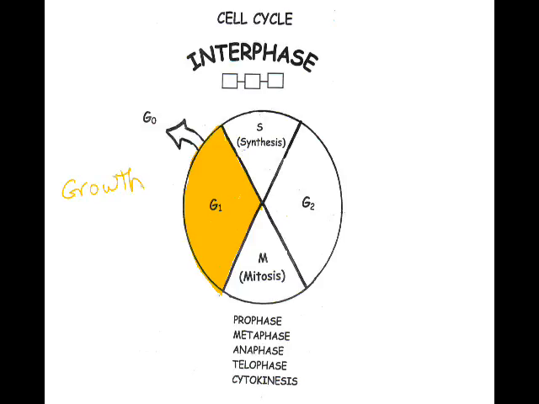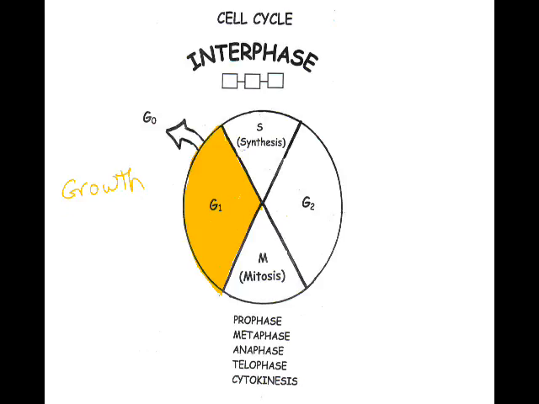Originally, when scientists named these phases, they named it gap, G for gap, because when they looked at cells under the microscope, they could see some things happening in the S phase, and they could see some things happening in the mitosis phase. They could see the chromosomes, but it looked like in these other two G phases that they didn't really see very much happening. But now we have better instruments. We know a lot of chemistry is going on. So gap has been changed to growth, G for growth.